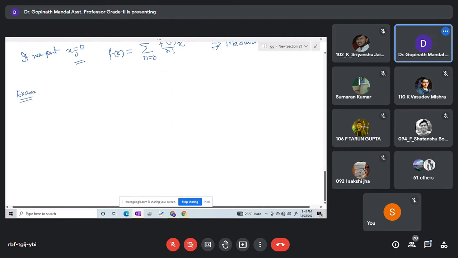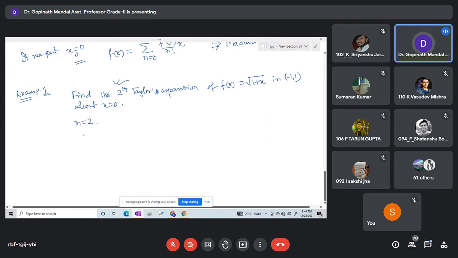Example: find the second Taylor expansion, that is n equal to 2, of fx equal to root of 1 plus x, in the interval -1 to 1, about x equal to 0.